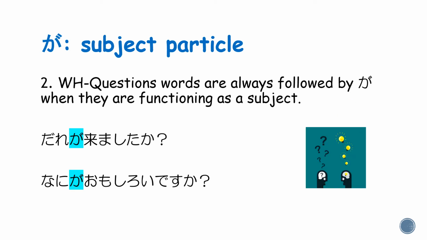The second rule, when the WH question words are used as a subject, we always use ga. For example, 誰が来ましたか? Who came? 何が面白いですか? What's interesting or what's funny?